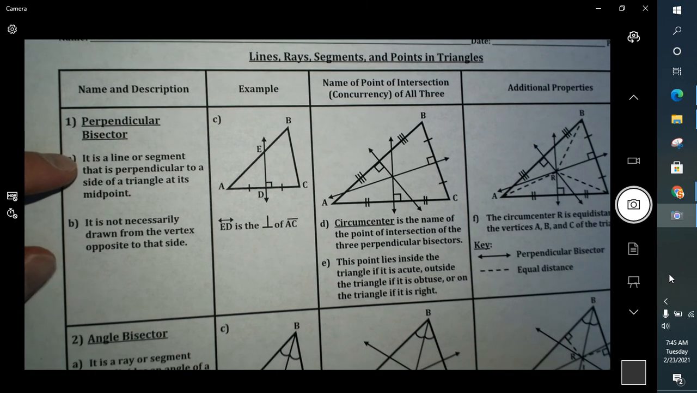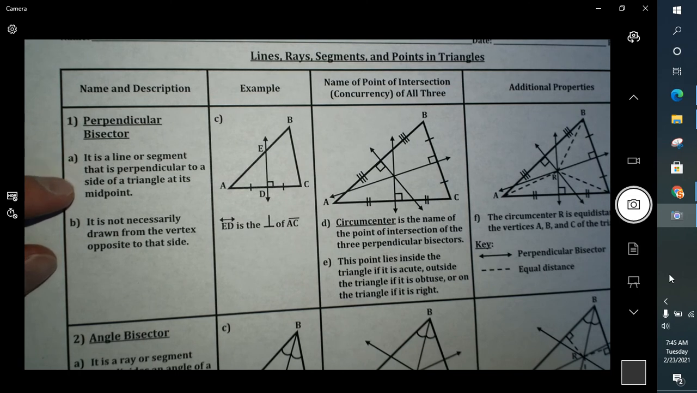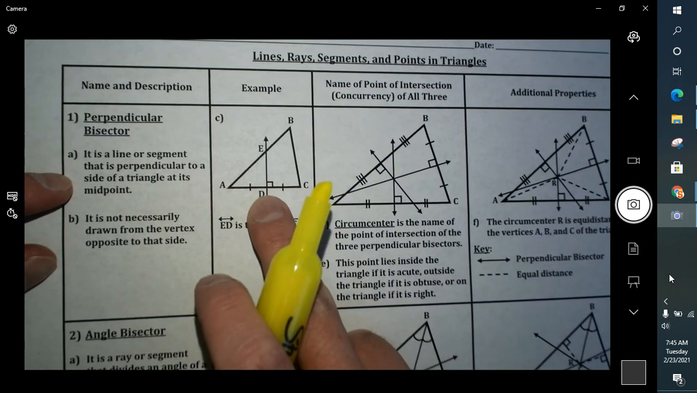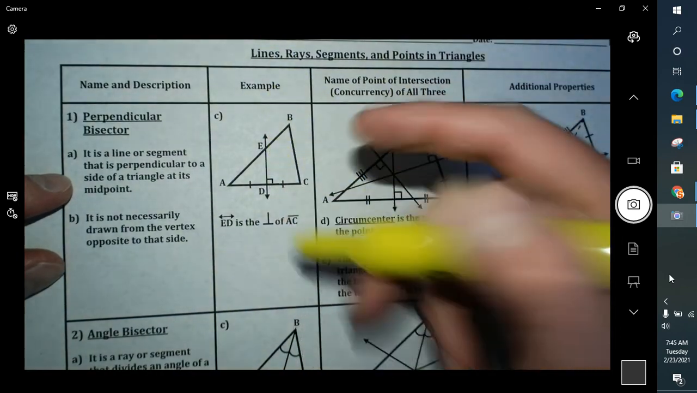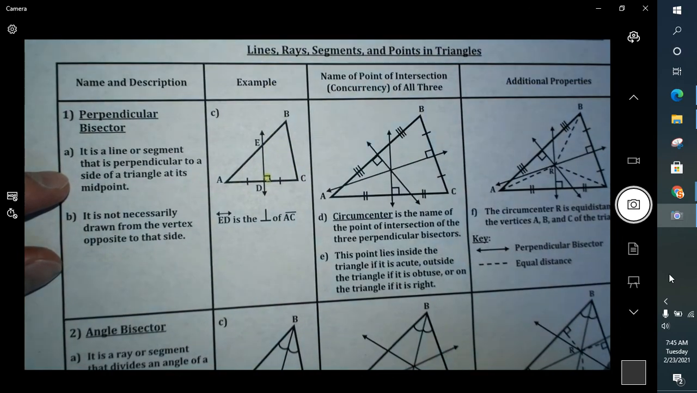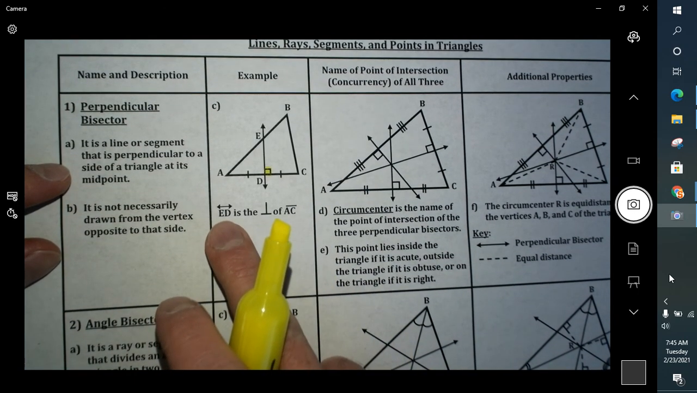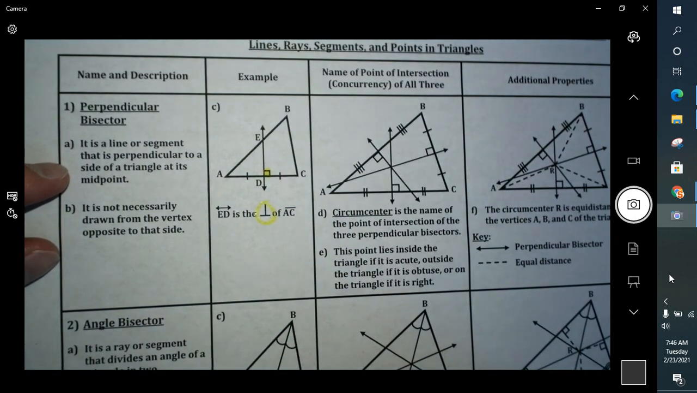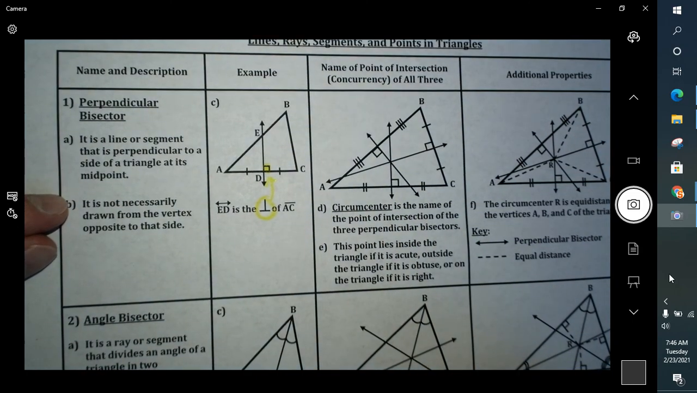And perpendicular bisector, one, it is a line or segment that is perpendicular to a side of a triangle at its midpoint. So that segment here, AC, you can see point D there. That's that midpoint. And then you can tell that's a perpendicular bisector by that little right angle there as well. It's a giveaway. And they also tell us that line ED is perpendicular to AC. And again, that's a giveaway with that right angle.